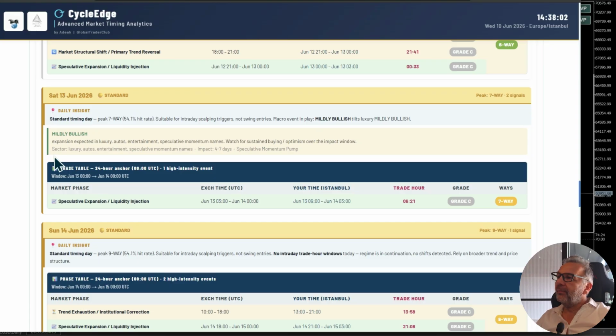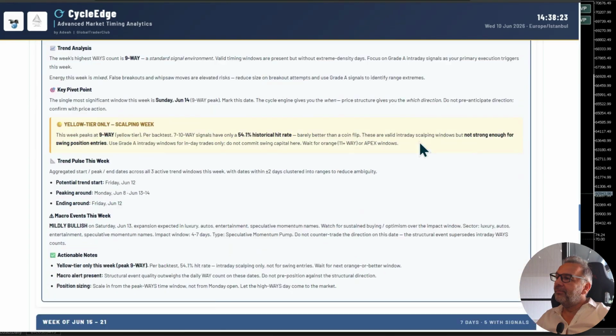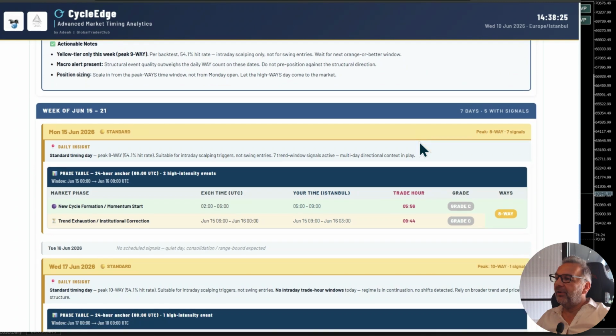So, expansion expected in these industries. We don't know how that's going to impact Bitcoin, obviously. Market phase, speculative. Trade hour 6:21 my time, so you can just convert that to your time zone. All right, and then we'll see how things pan out the following week.